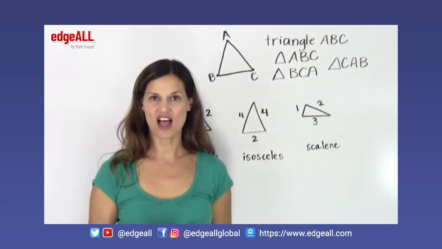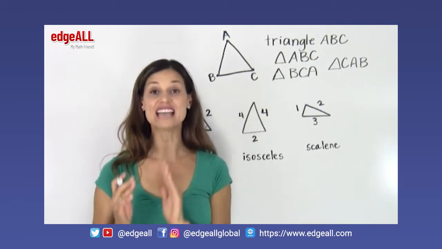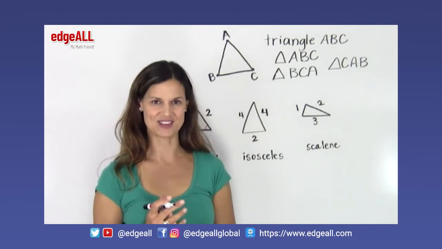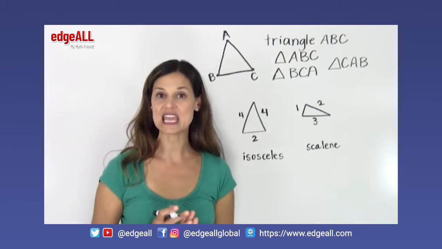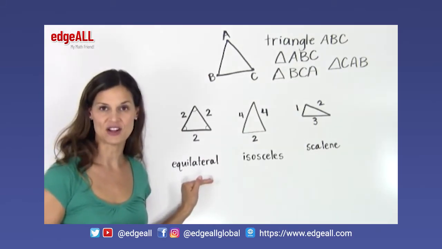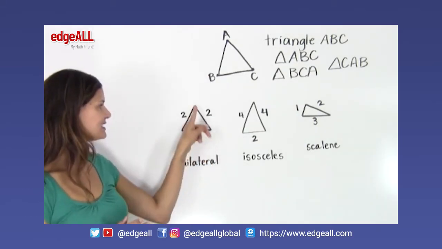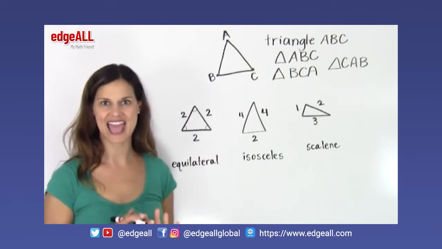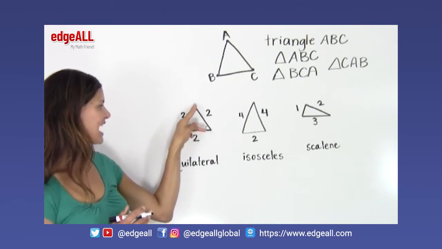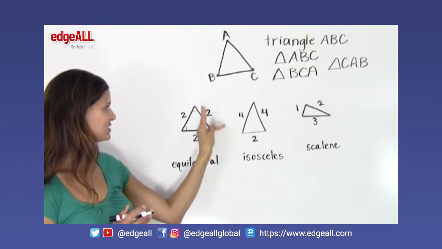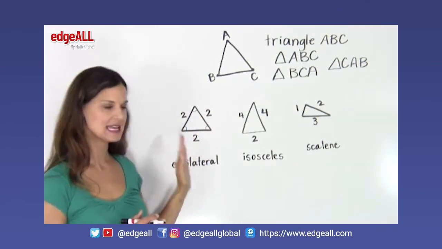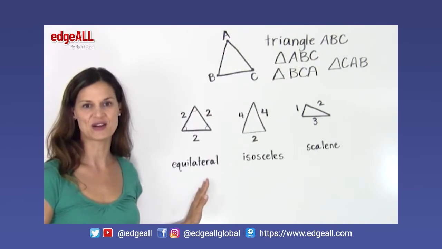Now, depending on the length of each side of a triangle, there can be three types of triangles. The first is the equilateral triangle. An equilateral triangle is a triangle in which all three sides are the same length. So this is an example of an equilateral triangle with sides 2 units, 2 units, 2 units. All three sides are the same length to make an equilateral triangle.